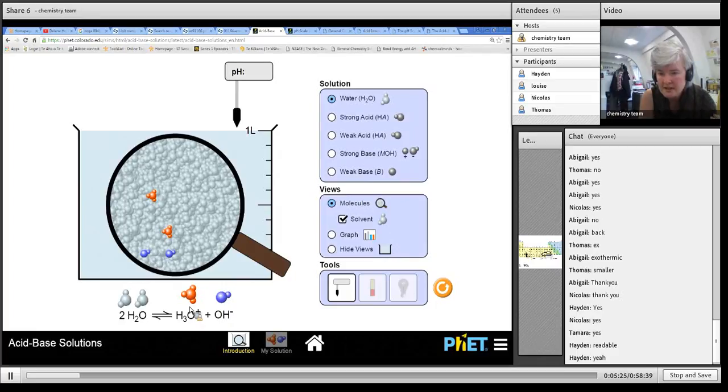So Hayden is typing. And now you've stopped typing. Does anybody want to say what element H is?